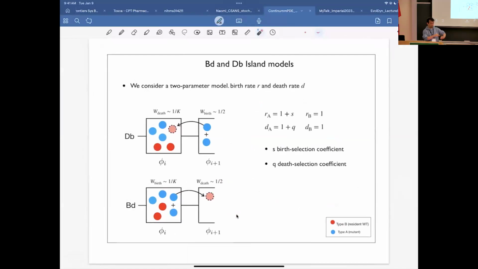So I'm skipping a lot of details of the model, but one important thing that makes it a little more exotic and more realistic is that I'm going to assume a two-parameter model. I have birth rates and death rates separately. I have a two-component fitness model. So there is a birth selection coefficient and a death selection coefficient. S represents the proliferation selection coefficient, the differences between division rates of the two types, and Q represents the differences between the death rates of the two types.